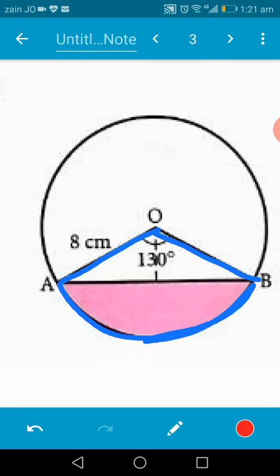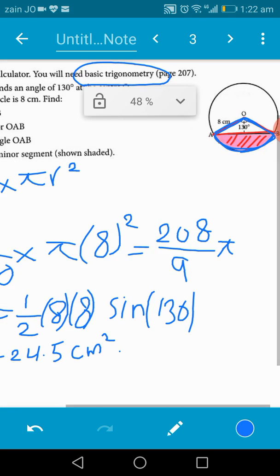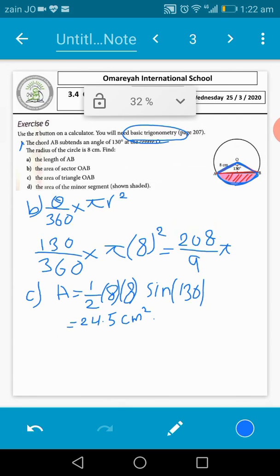Part C, the area was for what? The area for the triangle. Okay. How can you find a shaded area? This shaded area is the area between the segment and the triangle. So you have to subtract the answer in part B minus the answer in part C.